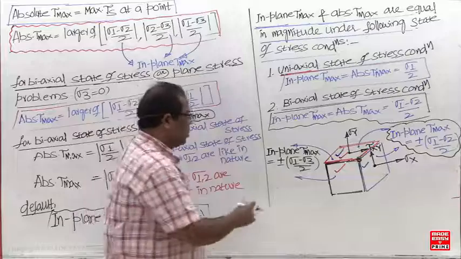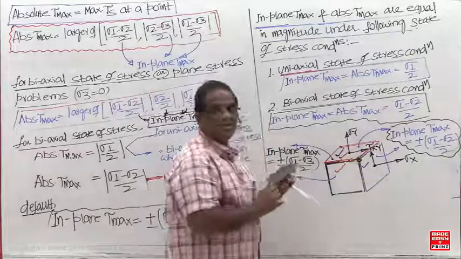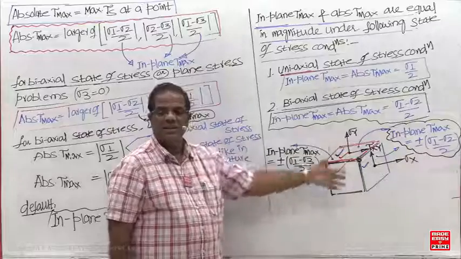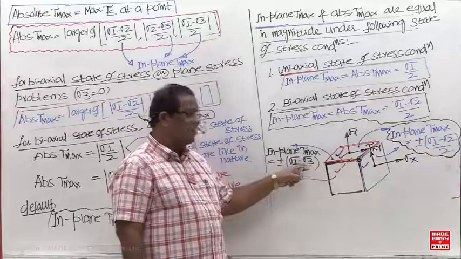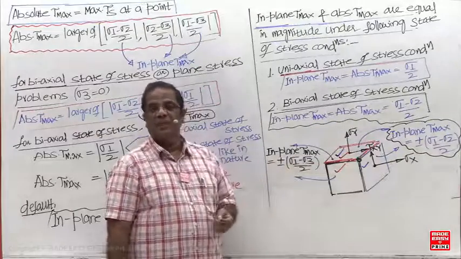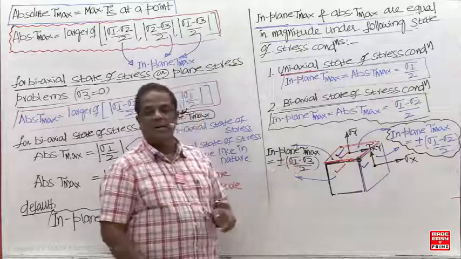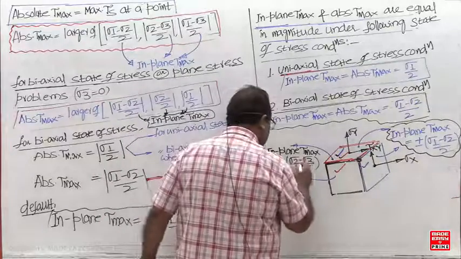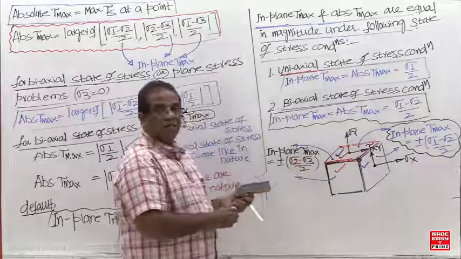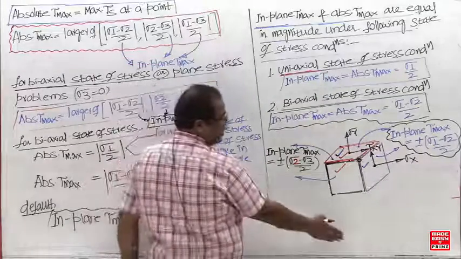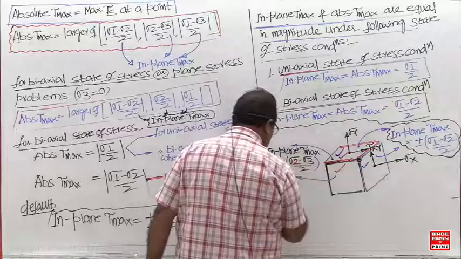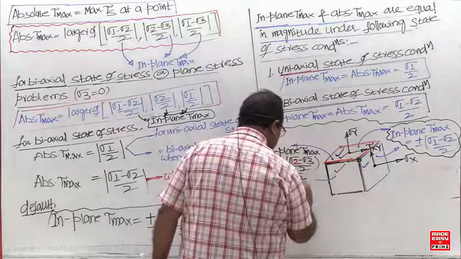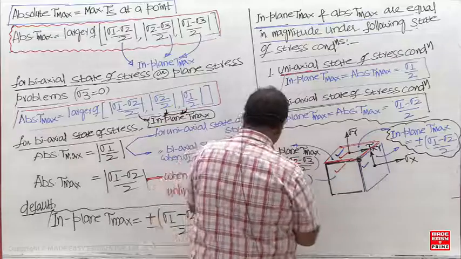sigma 1 minus sigma 3 by 2. But it is becoming a uniaxial. There is no stress on the z face. Therefore, for the biaxial case, which one is 0? Sigma 3 is 0. Then only you are getting sigma 1 by 2. Or sorry, you can make it sigma 2 minus sigma 3. For the biaxial case there is no stress on this face, then this will be equal to plus or minus, because sigma 3 is 0.